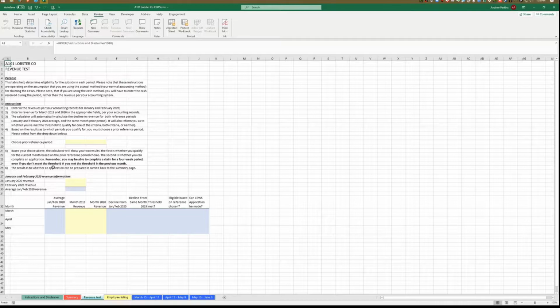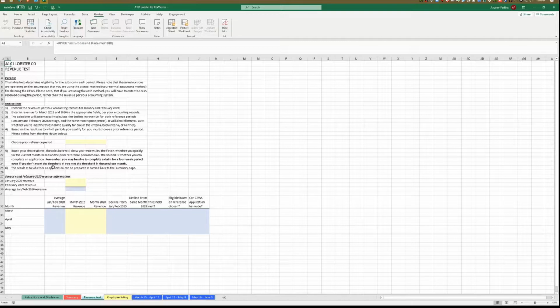Now, we've been providing advice to clients that if they have sufficient cash reserves available, you withhold applying as long as you possibly can. The reason for this is that you'll then have the benefit of hindsight. If you can hold off until August or September to make your application, you'll then have 3 or 4 months that the program is extended behind you to then determine whether using either the average of January and February 2020 revenue or the same month prior period will give you the optimal results and maximize the subsidy that you can claim.